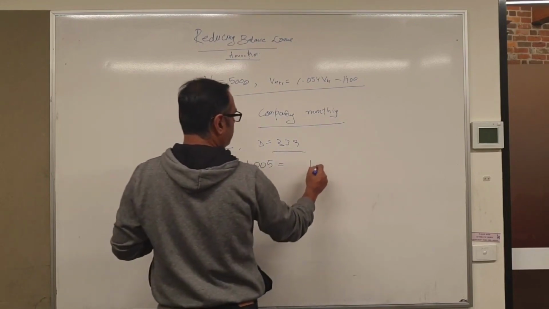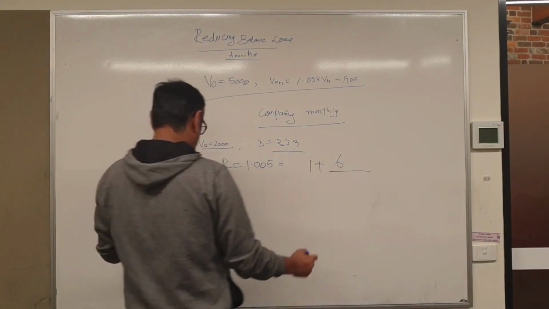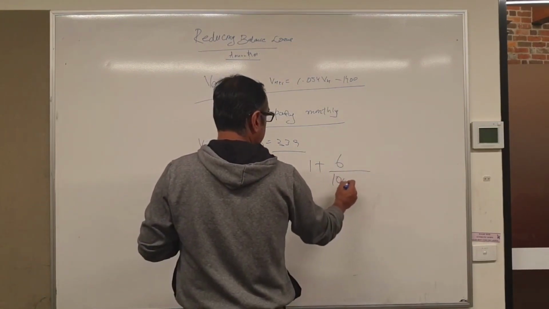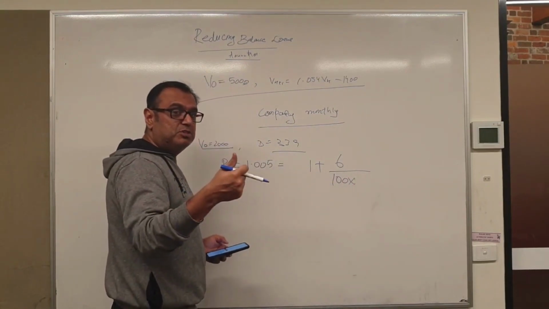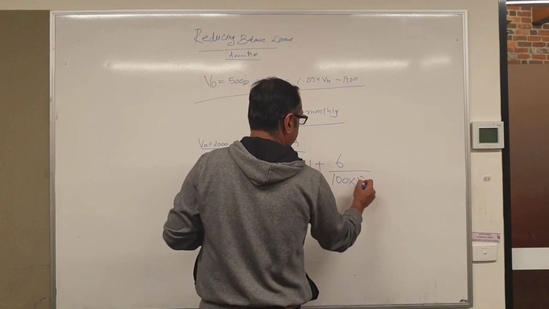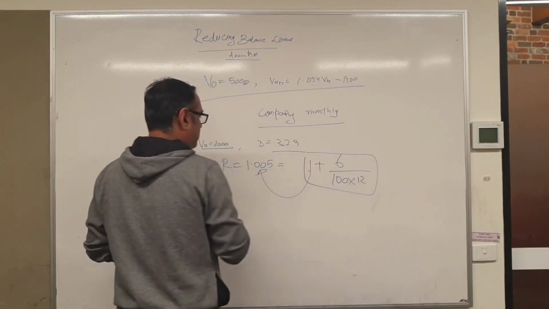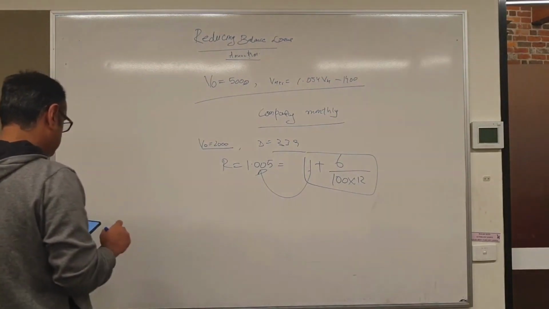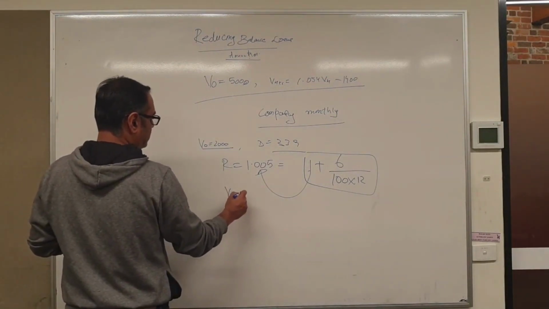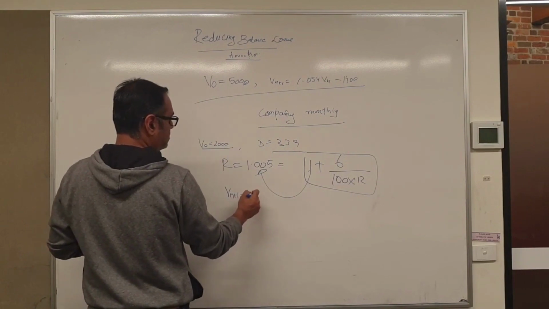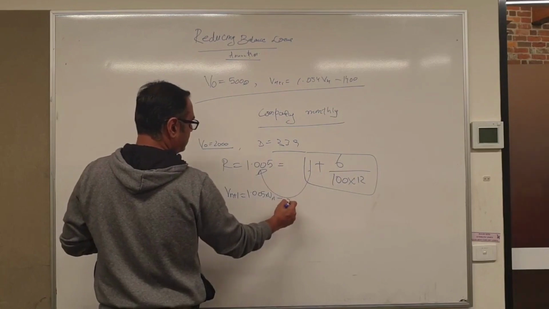We had 1 plus rate of interest 6 over 100 times P, the compounding period. Yes, Mitchell? Which is 12. So when you solve it, you get 1.005. And then you just plug that back into the formula of Vn plus 1. Ethan, yes? 1.005 times Vn minus 339.